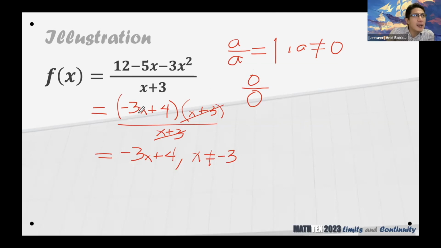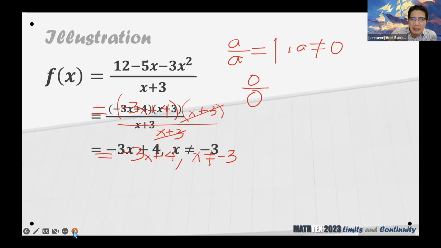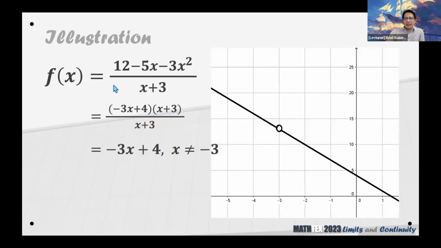Okay, but let me go back. The function is this one, negative 3x plus 4, x not equal to negative 3. Okay? So ano nga nangyari dito? This function is the same as the linear function y equal to negative 3x plus 4 except at negative 3. That's why if you're going to graph this one, ayan na pala rin siya. Ito yung classic. The graph of our function is the same as the line y equal to negative 3x plus 4 except at negative 3 where it will have this classic example of a hole.